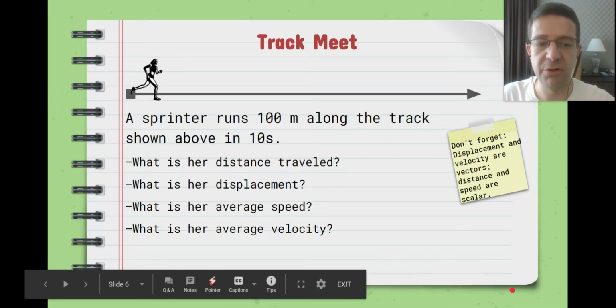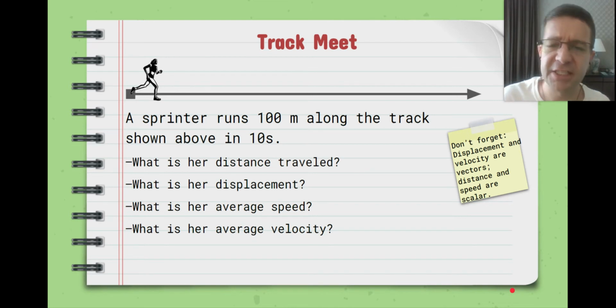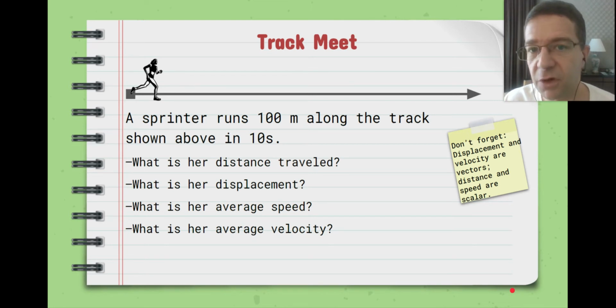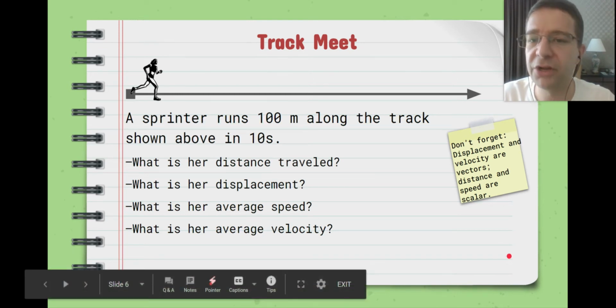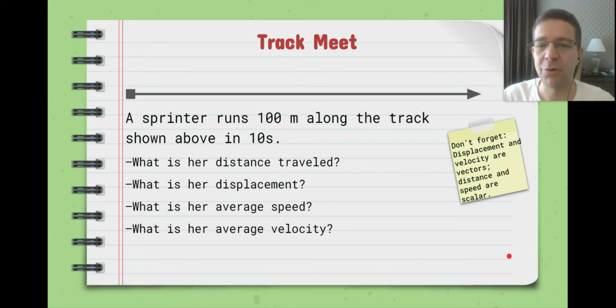Here's an example that will help us to distinguish between these, or check to make sure that you are distinguishing between them correctly. So we've got a sprinter, and the sprinter is going to run 100 meters along the track as shown above. Whew, there she goes. So questions. What is her distance traveled? What is her displacement? What is her average speed? And what is her average velocity?